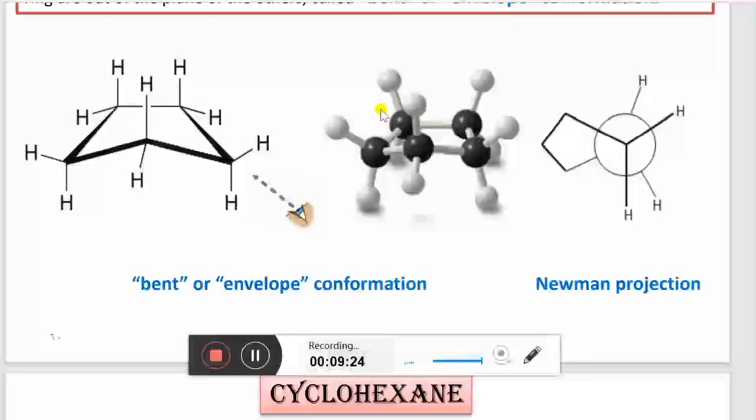By doing that, somehow we can minimize the overall strain. You can see in the Newman projection of this structure that the hydrogens, in fact four hydrogens, are all in the gauche staggered form. They have relieved the angle strain as well. They have relieved the torsional strain. They have relieved the angle strain.